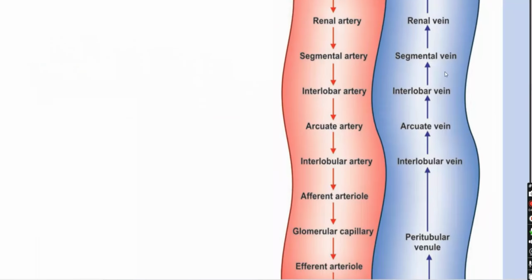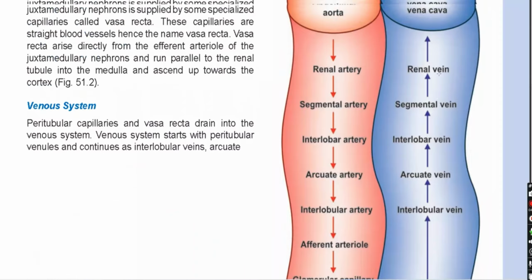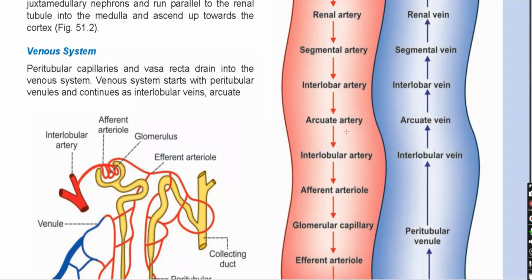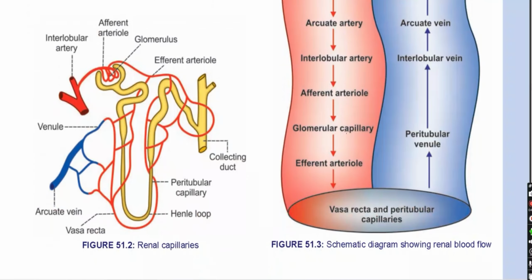So one by one, this is the structure of renal capillaries which is present here, and where we are shown here the different types of arterioles and different types of capillaries and different types of veins are present in these structures.